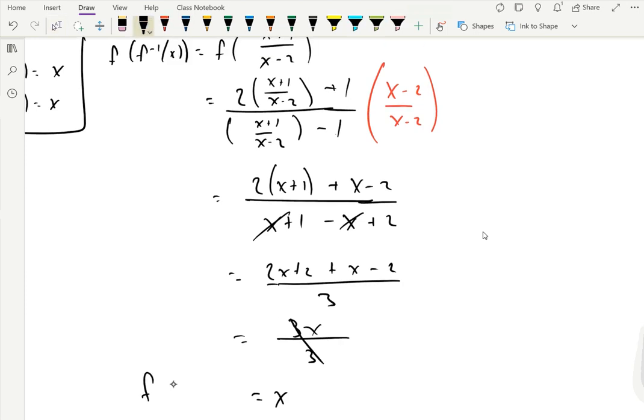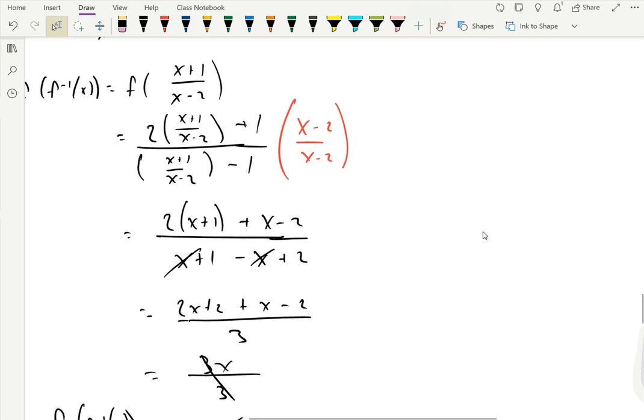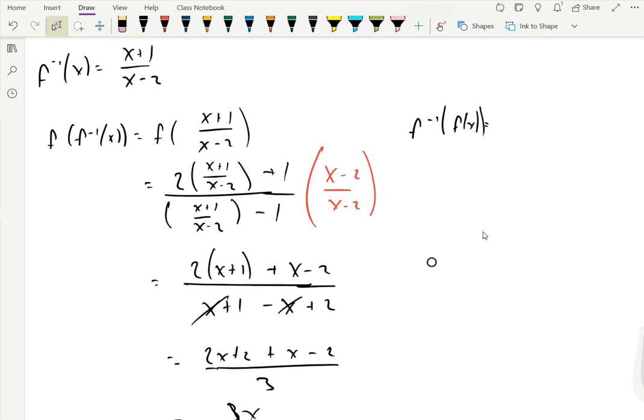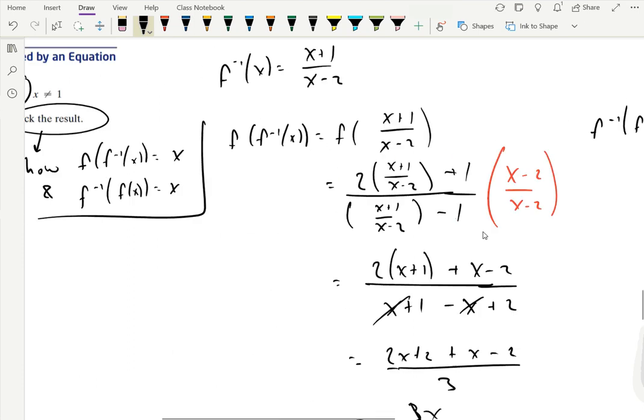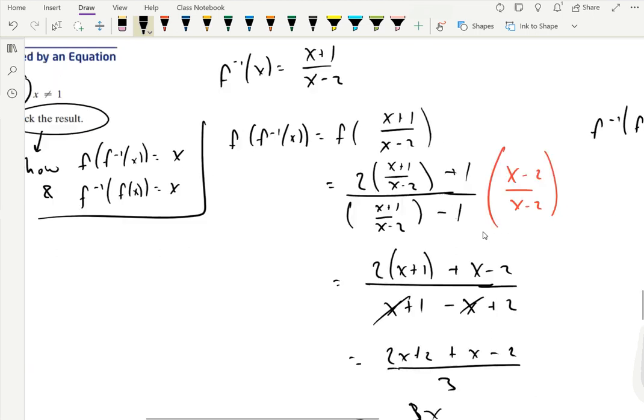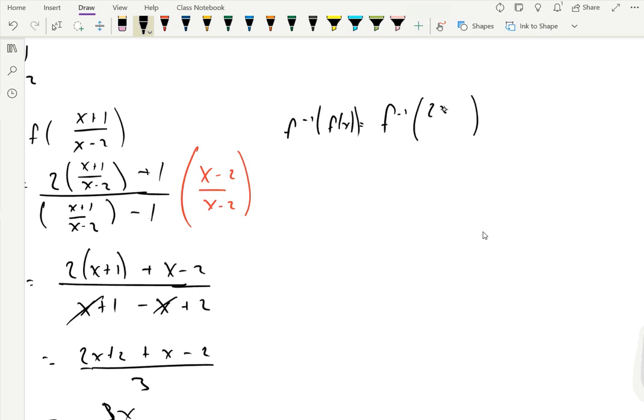I wanted f of f inverse of x to equal x. So that's good. Now what we need to show is f inverse of f of x also equals x. So f inverse of f of x, and f of x, again, was 2x plus 1 over x minus 1.